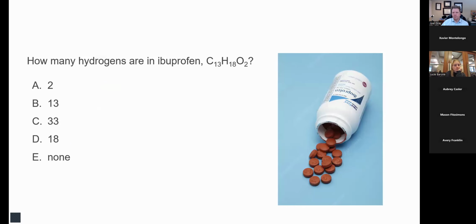As an example, we threw this one up last time as a poll question, and I'm going to get you the poll questions for the day after we finish this slide deck. How many hydrogens are in ibuprofen? Well, if this molecule is ibuprofen, there are 13 carbons and 18 hydrogens. These numbers are known as subscripts. They are lower than the font line, so this is a subscript, or these are subscripts.